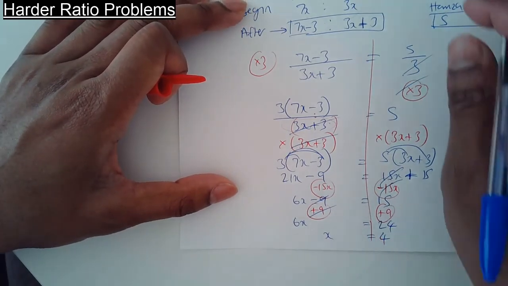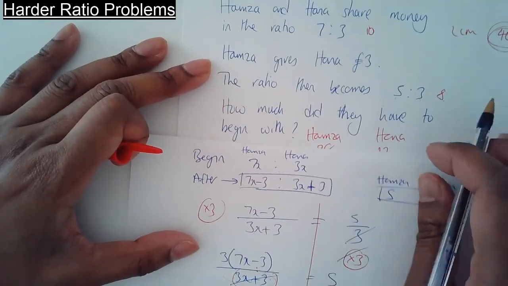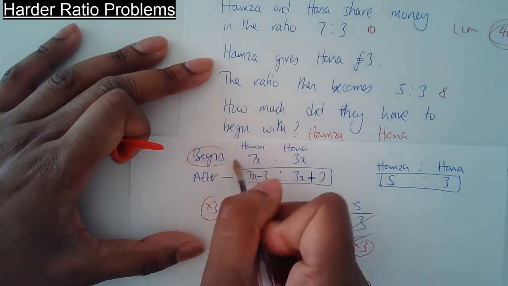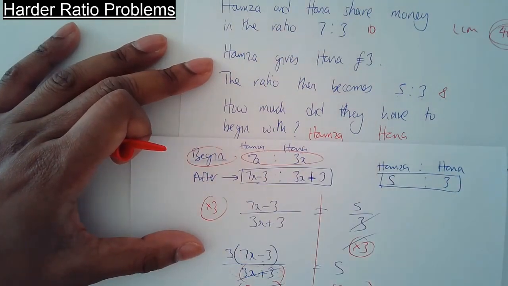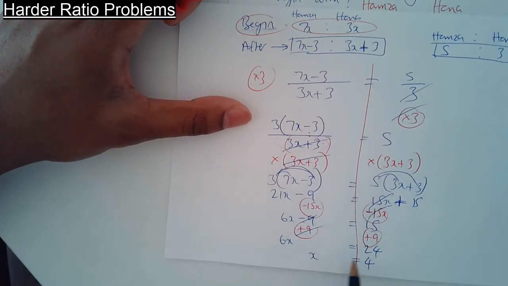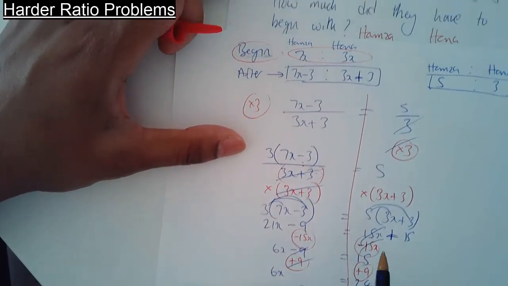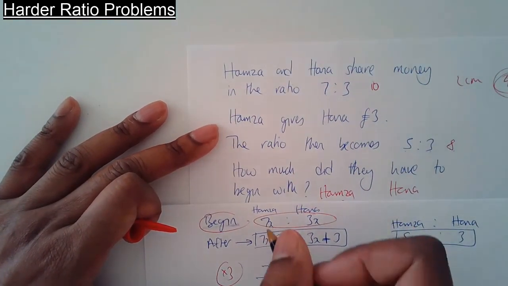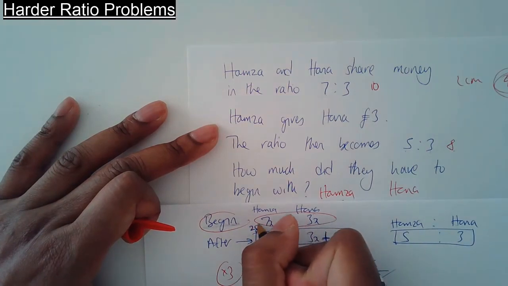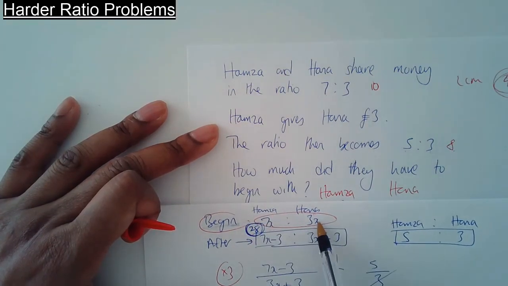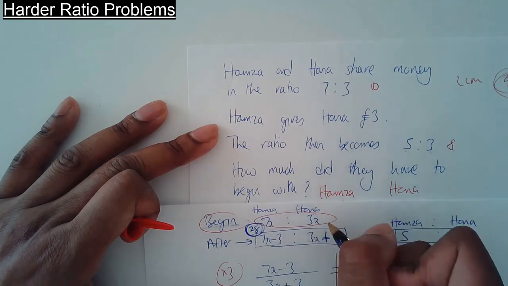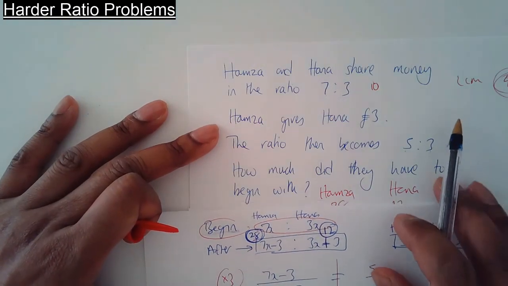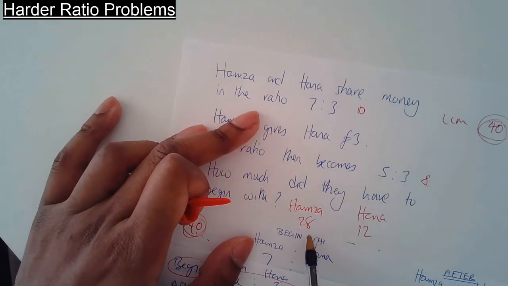So what you can remember, the question we're trying to answer is how much did they have to begin with? Begin with is that. So now what you do, replace the x. See, this x is equal to 4. Put that 4, substitute that 4 into here. So that'll be 7 times 4, 28. Replace x with 4 here. 3 times 4, 12. So Hamza began with 28, Hannah began with 12, which is what I had when I used the trial and error method.